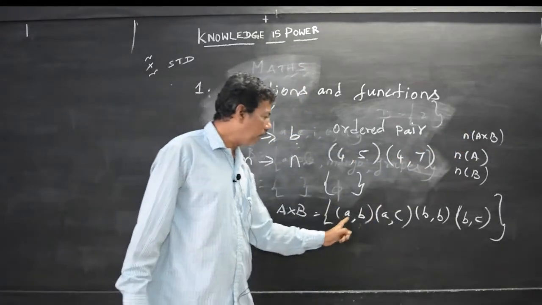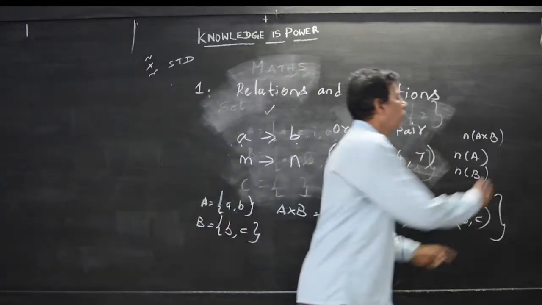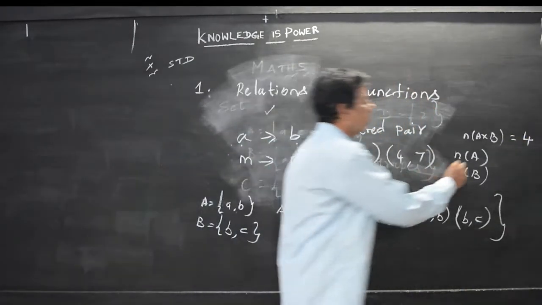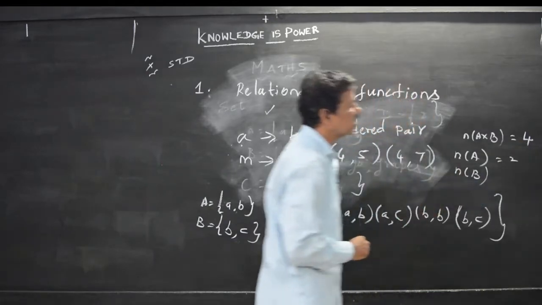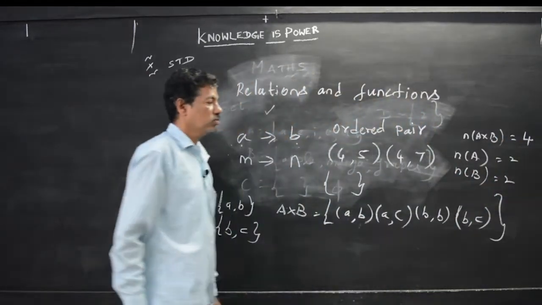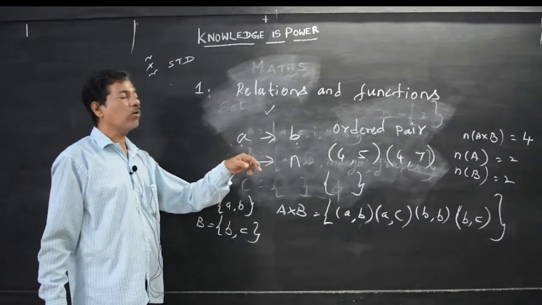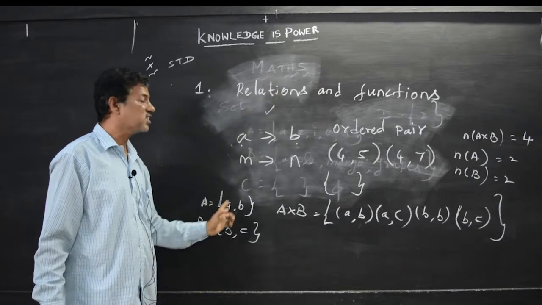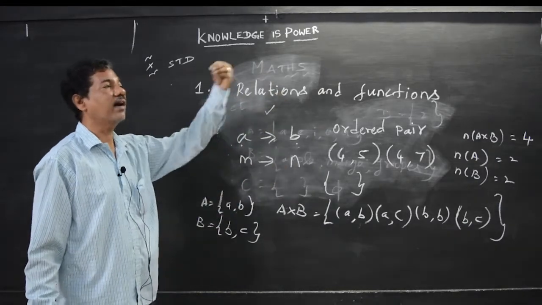Now you count: 1, 2, 3, 4. The number of elements is 4. Here in set A the number of elements is 2, and in set B the number of elements is 2. So this is the way we have to represent a cardinal number, depending on how the question is asked.